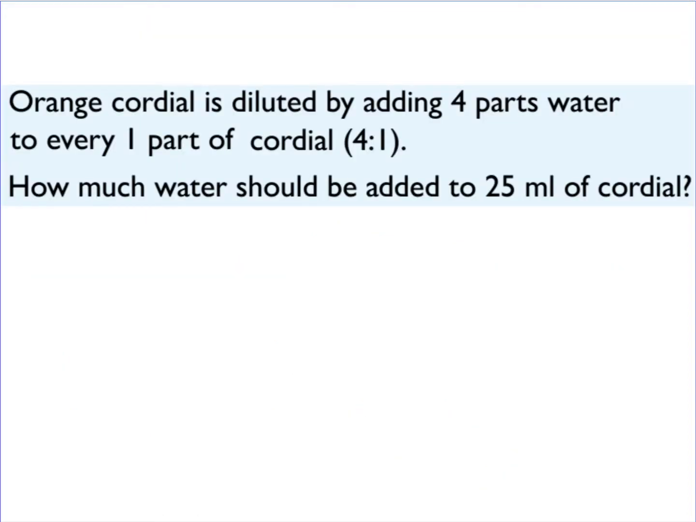A couple of practice exam questions on ratio parts type questions. See if you can get the correct answers. Orange cordial is diluted by adding 4 parts of water and 1 part of cordial. So I have water and cordial, 4 parts to 1. So that's our strap line. That's our starting point. How much water should be added if there's 25 milliliters of cordial?